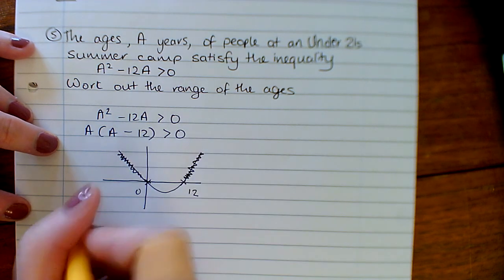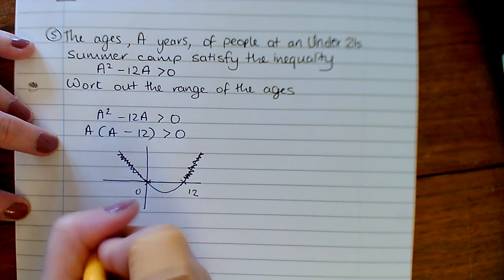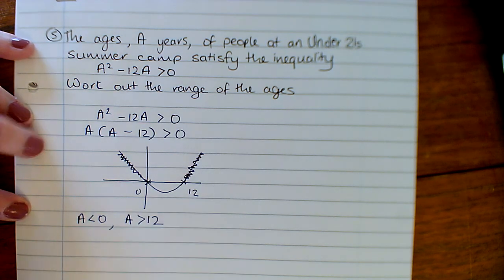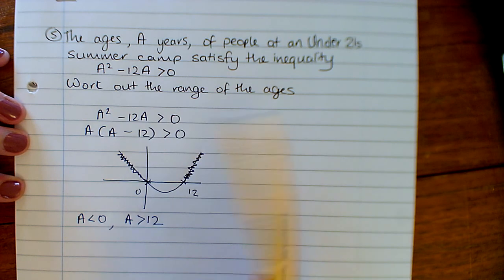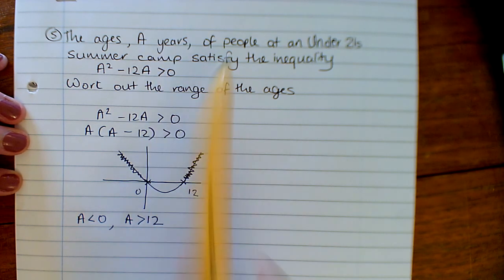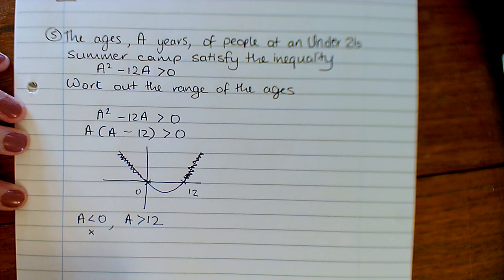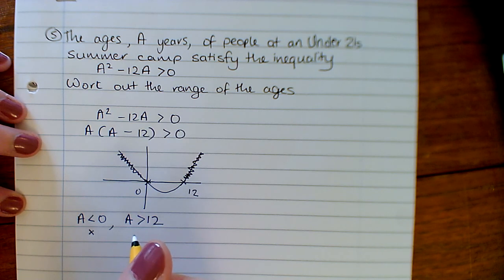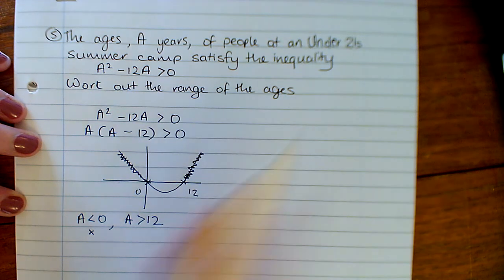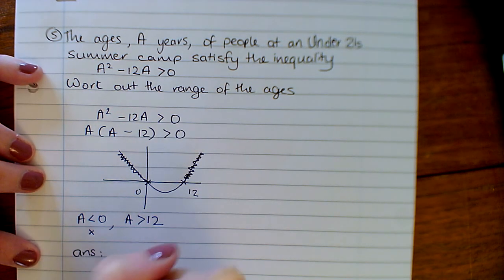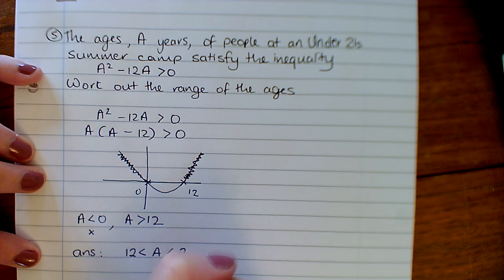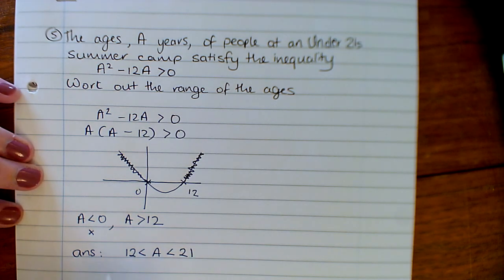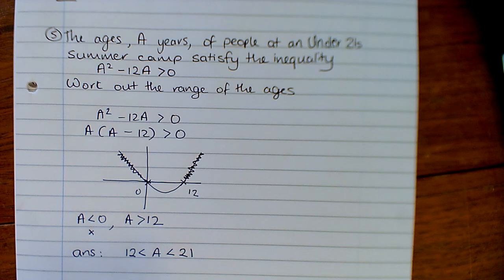If we were just looking at this as a normal graph question, we would say a is less than 0 and a is greater than 12. But we'll have to look at the context of the question. It's talking about the ages of people. The age being less than 0 doesn't make any sense, so we ignore that. And it's an under 21 summer camp. So it says that here the age is greater than 12, but it has to also be less than 21 if it's an under 21 summer camp. So our answer then turns out to be between 12 and 21. So 12 is less than a, which is less than 21.